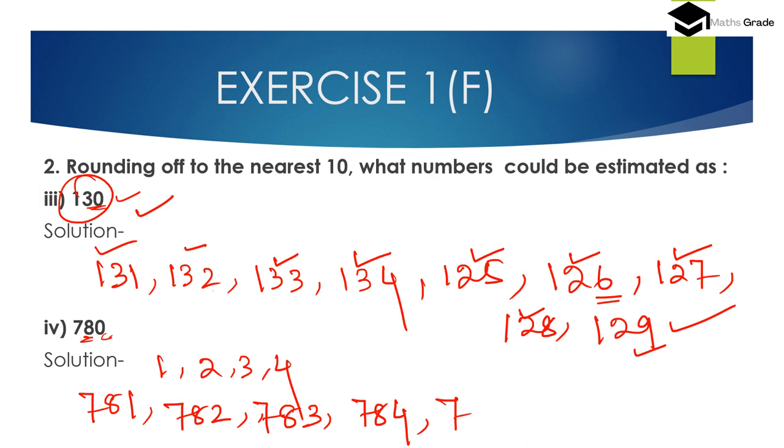Now if the unit place digit is 5 or more, the tens place digit 7 changes to 7 plus 1. So the number is 775, because 5 is equal to 5. We have to add 1 to this tens place digit, that is 7 changes to 7 plus 1, that is 8, and the unit place digit 5 changes to 0. Now 775 rounded to the nearest 10 will be 780. Then 776, 777, 778 and 779. These numbers rounded to the nearest 10 will be 780.